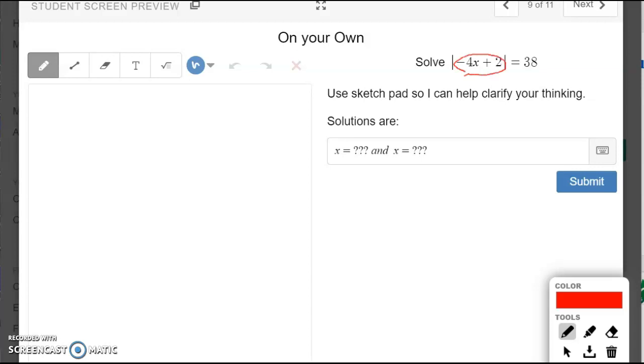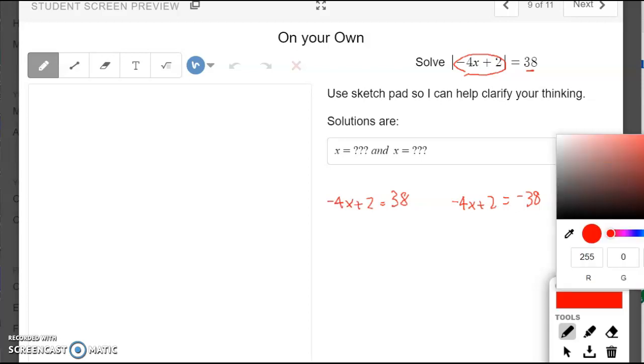So I can say that negative 4x plus 2 could be the positive version of 38, or it could be negative 4x plus 2, you just write exactly as it is, could be the negative version of 38. Okay, so this side is much easier to deal with the positive and negative version, so that's what we're going to do. Then from here, what do I need to do?